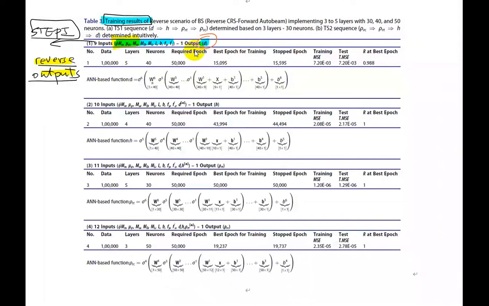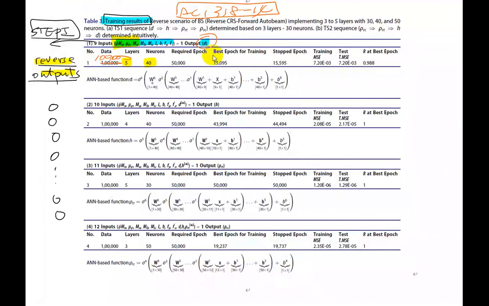And we use 100,000 big data. We generate 100,000 big data from the software based on ACI 318-14. I'll get there soon. And here we use 5 layers, and we say 40 neurons. We have 40 neurons. 40 neurons means we have 40 circles vertically to form an artificial neural network.